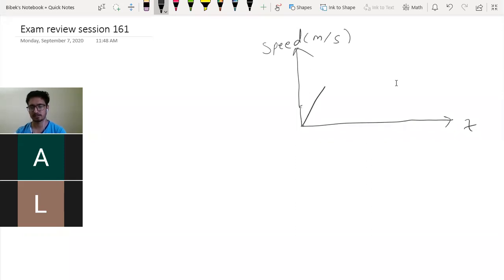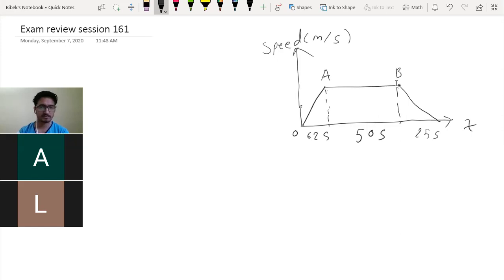And it starts from 0 and goes to point A and goes to point B. The time for it to reach from point O to A is 62 seconds. From A to B is 50 seconds. And from B to C is 25 seconds. So we have 3 intervals.